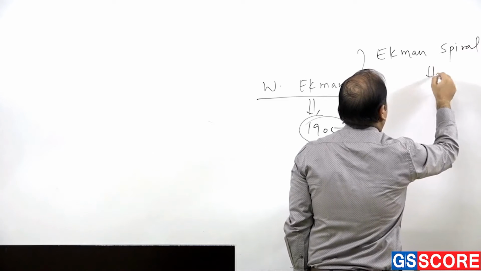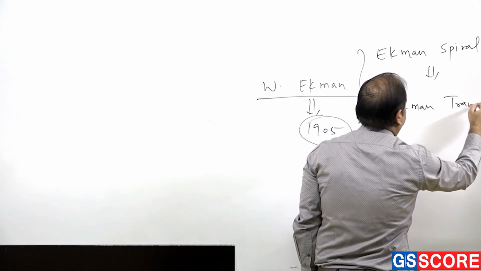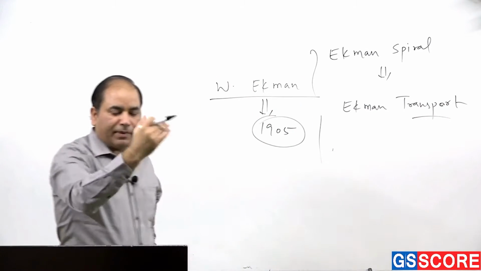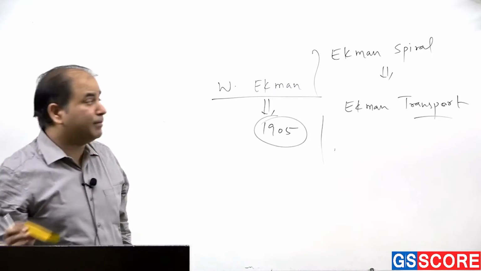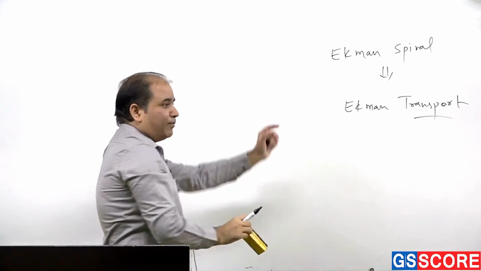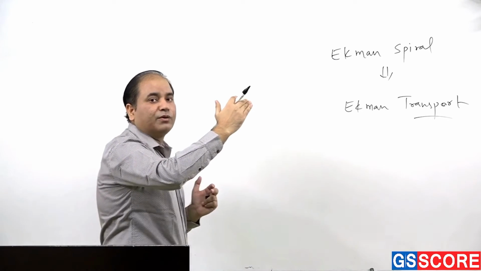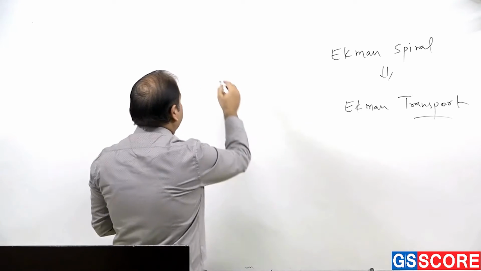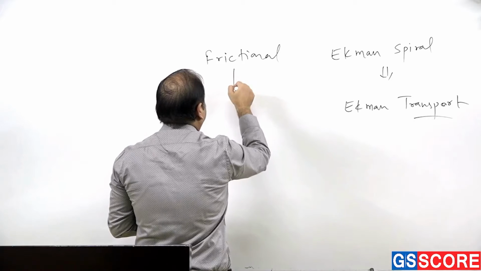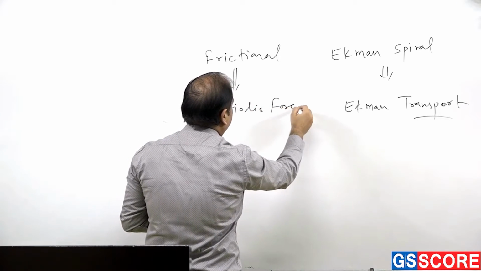He presented the model under the name of Ekman spiral and Ekman transport, so we will try to understand the concept. The basic idea behind that theory or model was that the movement seen in the ocean is the balance of two forces. Which two forces? One is the frictional force of the wind, and the other is the Coriolis force.